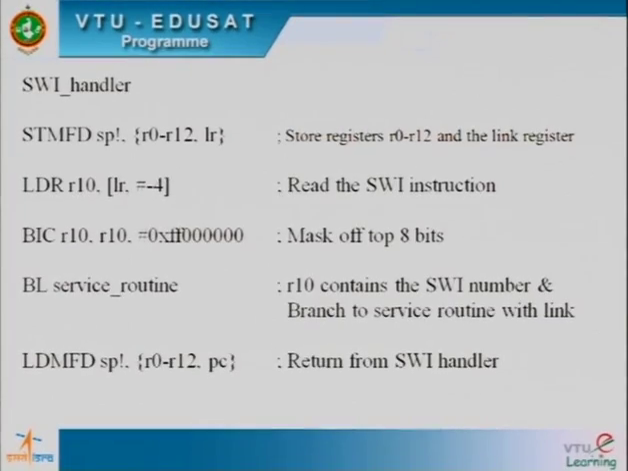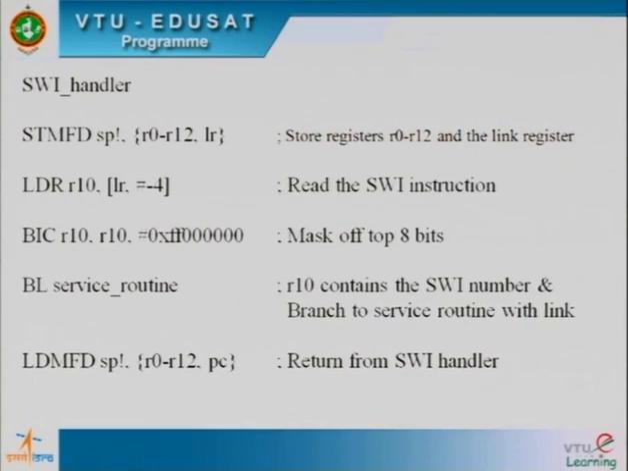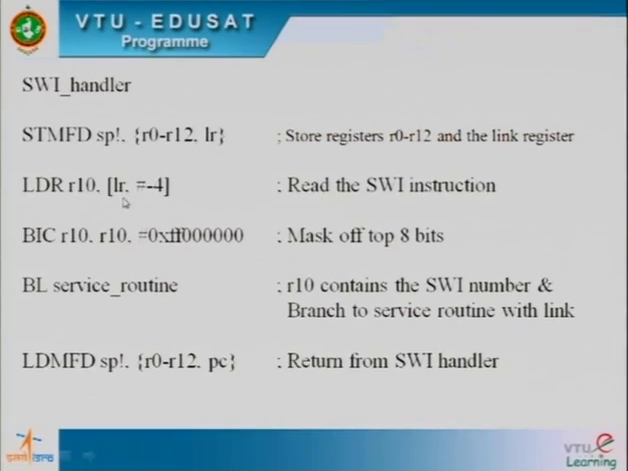Next, LDR R10, [LR, #-4]. That means whatever the LR register holds, that is the next executable instruction address stored to LR as per our discussion in the previous slide. That minus 4 points to the SWI instruction. So what is the meaning? LDR R10, [LR, #-4]: read the SWI instruction itself. That SWI instruction value gets copied to R10.